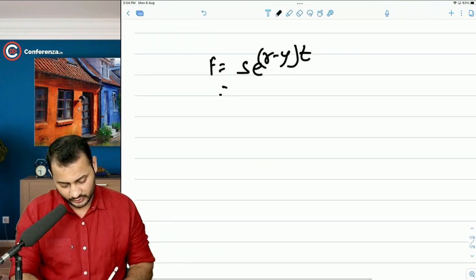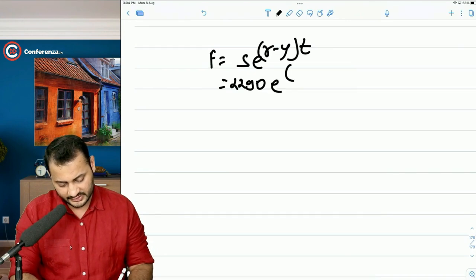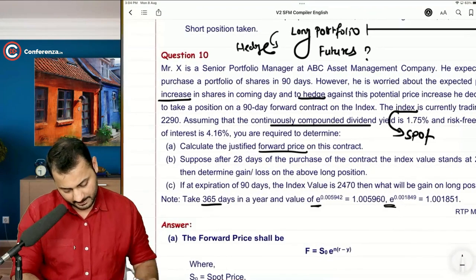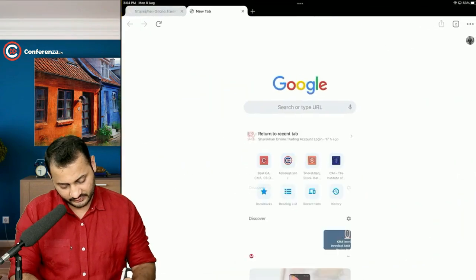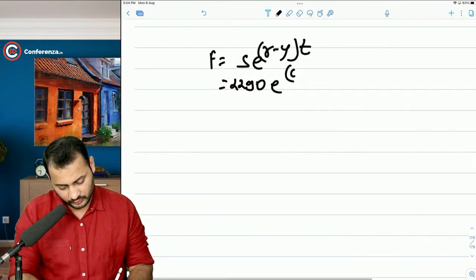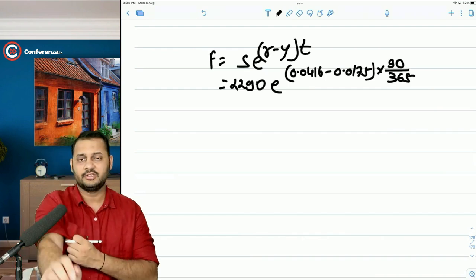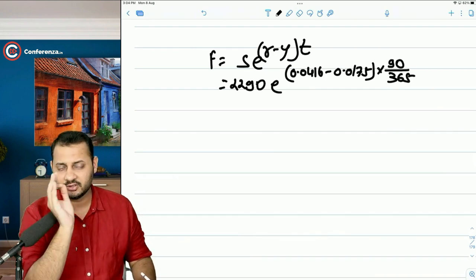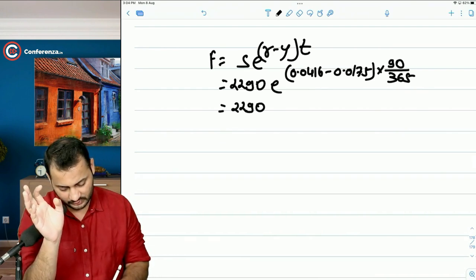Now, 2290 into e to the power, let's say r, rate of interest is how much? Rate of interest is 4.16 and 1.75. So 0.0416, 0.0175 into 90 days divided by 365. The interest is to be paid at the end of the 90 days. The dividend is to be paid at the end of the 90 days. So both are the same. 2290 into e to the power.